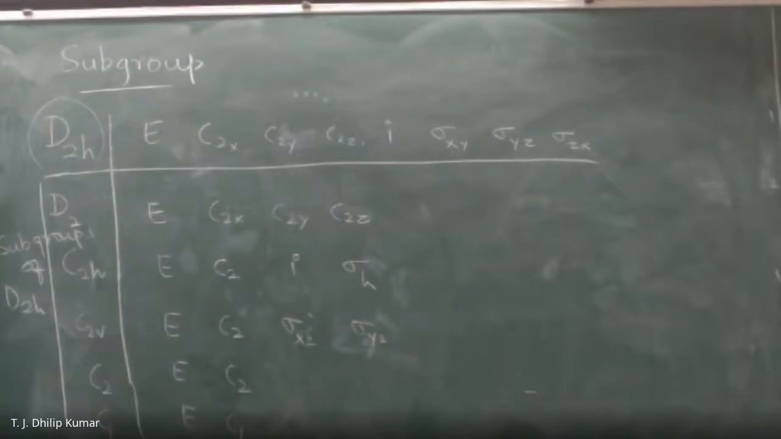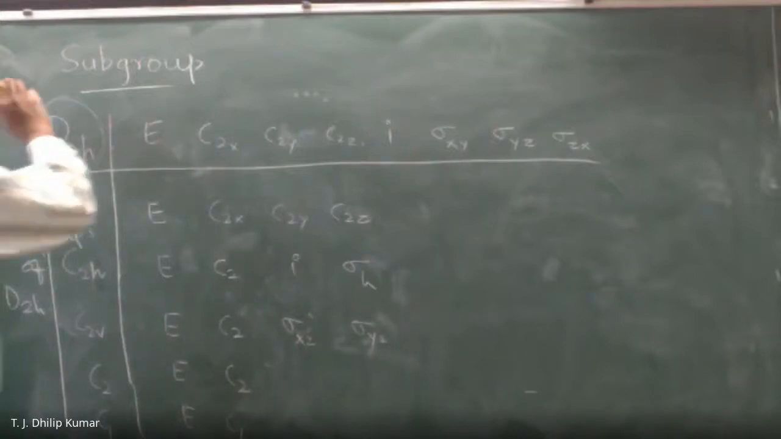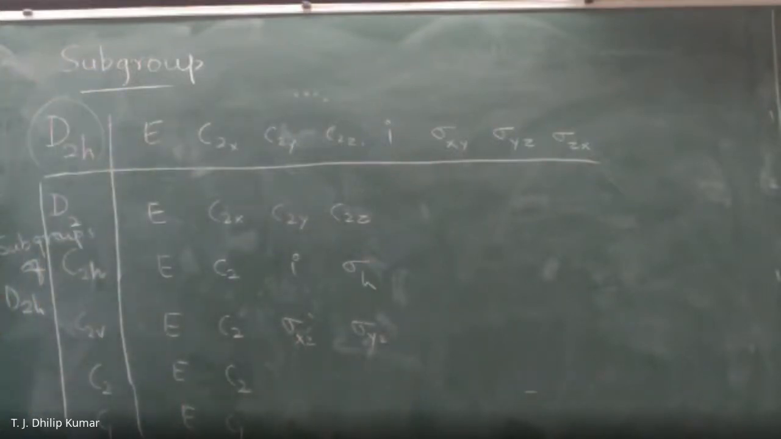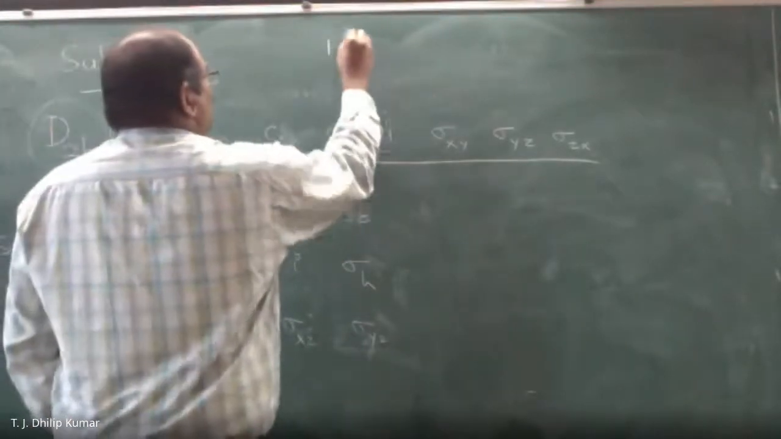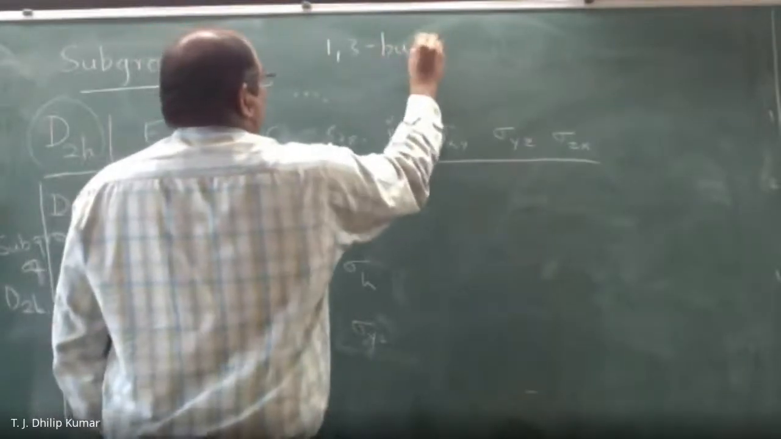So in our method of finding out the symmetry of orbitals, we really don't have to take the full group. We can simply construct the subgroup and then find out the symmetry. So that is much easier. So I'll just give an example. I won't do everything. You just work it out. I'll give an example of 1,3-butadiene. Cyclobutadiene.